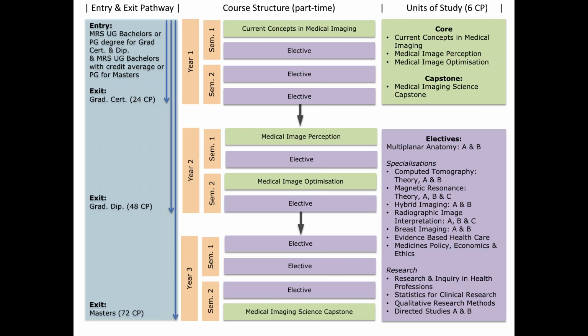Let's look initially at the entry pathway. So most of the students that come into our program will have completed an undergraduate bachelor's degree, or they may have done a postgraduate degree. It could be a grad cert, a grad dip, or a GEM type program. If you're coming in with an undergraduate degree, what we require for you to come directly into the masters is to have a credit average on your transcript.